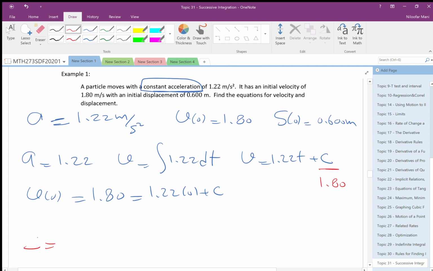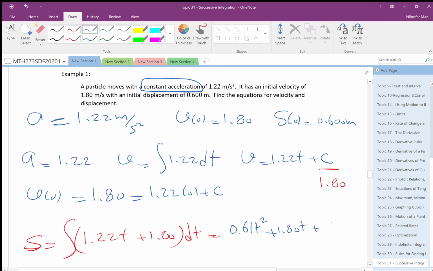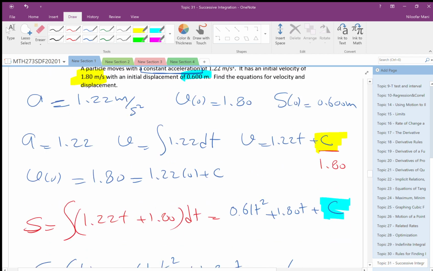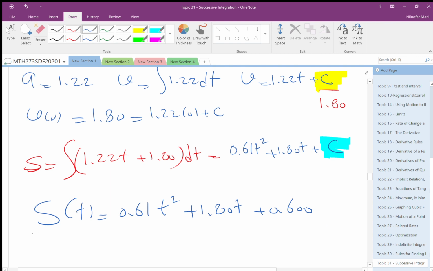Then what is s? s is the integral of 1.22t plus 1.80 dt. What is 1.22 divided by 2? 0.61. So it's 0.61t squared plus 1.80t plus c. This is another c, and it is the initial displacement. So s(t) is 0.61t squared plus 1.80t plus 0.600 meters. So this is the function, right?